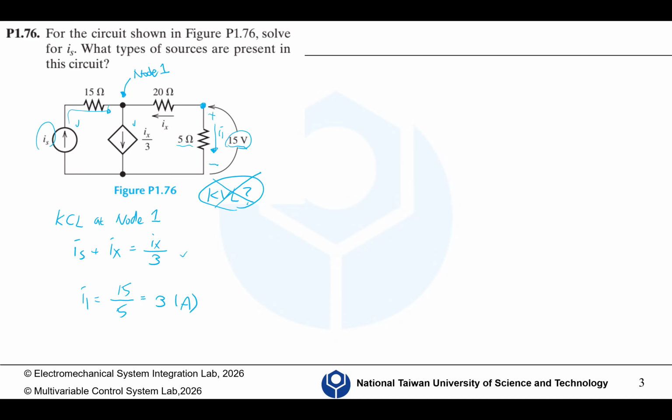And if we look at this node, I know Ix equals minus I1, right? Because if we apply KCL here, this is node 2. But if you are good enough, you can immediately observe that Ix equals minus I1. If you cannot, then we apply KCL at node 2. The net current of a node is 0, so Ix plus I1 equals 0. And so Ix equals minus I1 equals minus 3 ampere.